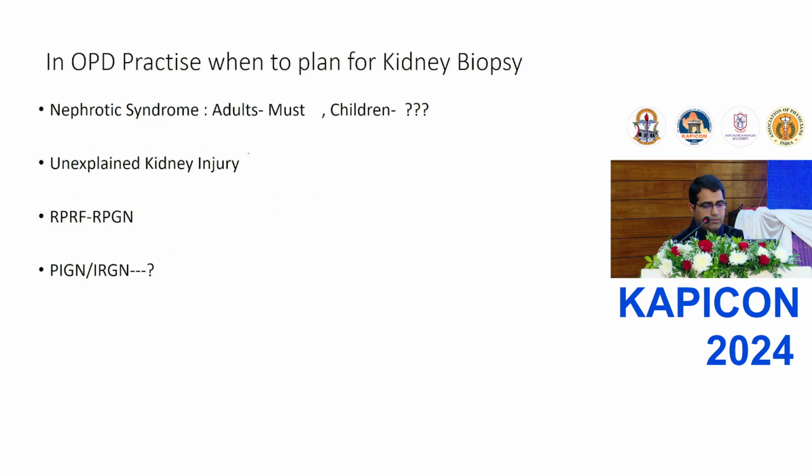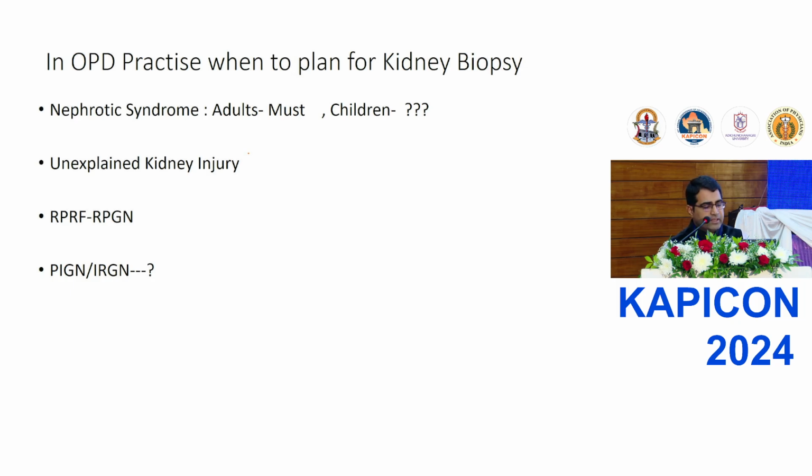Just to recapitulate what I said earlier: nephrotic syndrome, for adults, kidney biopsy is a must because it not only tells us the exact pathology, it also guides us in the treatment plan and the duration of the treatment. In children, sometimes we do encounter children coming to the physicians. In children up to the age of 12, we would not recommend kidney biopsy because most commonly it is minimal change disease and empirical steroids are offered.